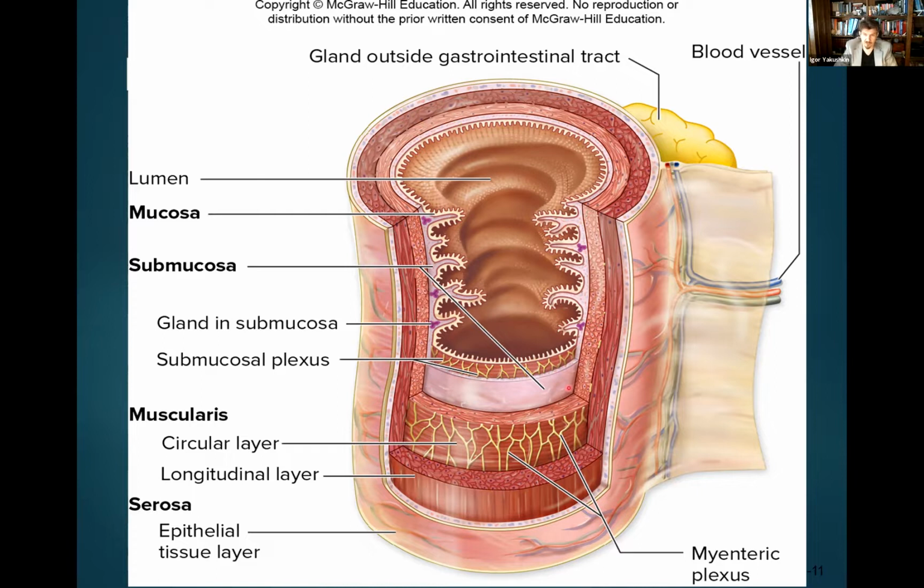Then we have a connective tissue known as the submucosa, and then we have the layers of muscles, which is the muscularis, and then the outer one is the serosa. Okay, and somewhere between the submucosa and the muscularis, this is where we have the nerves, etc., and so on.